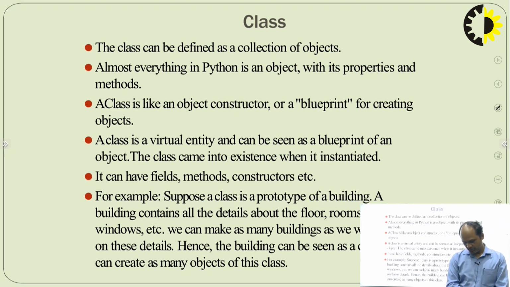A class is basically a prototype of a building. Suppose a building contains floors, rooms, doors and windows. So we can make the building as we want. Hence the building can be seen as a class and we can create so many objects of the class.